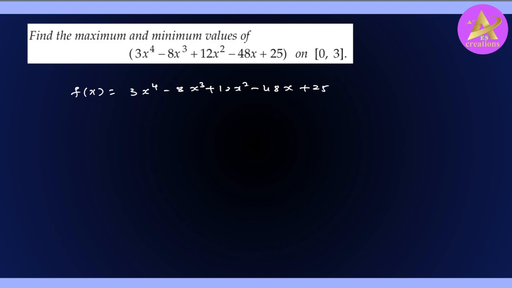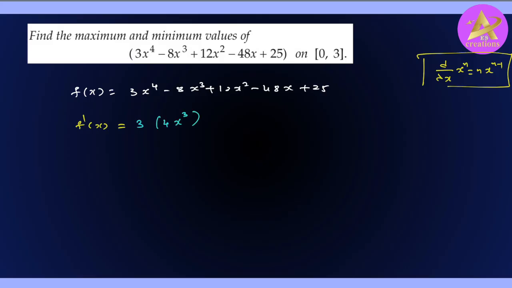First step is we have to find f dash of x, the derivative of this function. We know that the differentiation of x power n is n into x power n minus 1. We have to remember this formula. This is very important. x power 4 is there, 3 is a constant, the derivative of x power 4 is 4 x power 3. You have to use this formula.